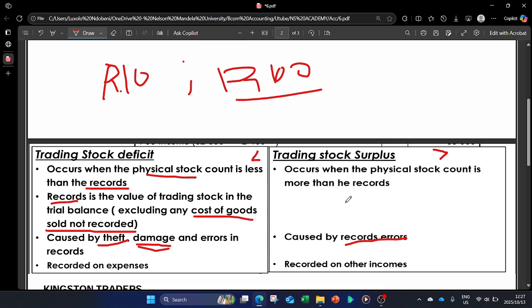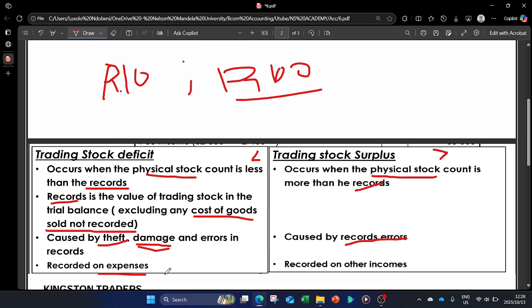And also, let's say we buy goods from our suppliers, but they deliver more goods than we ordered, so we are going to record less. But the goods in our warehouse or storage are more than the value of those goods that we were supposed to record. So that can also cause the trading stock surplus because the physical stock count will be more than the records. Then now, where do we record the deficit?